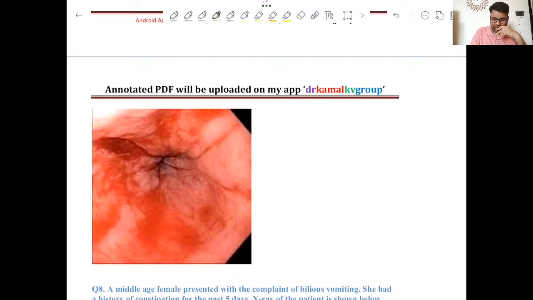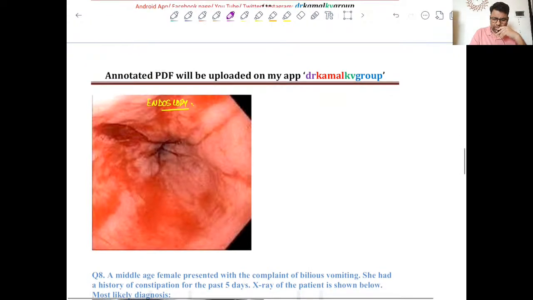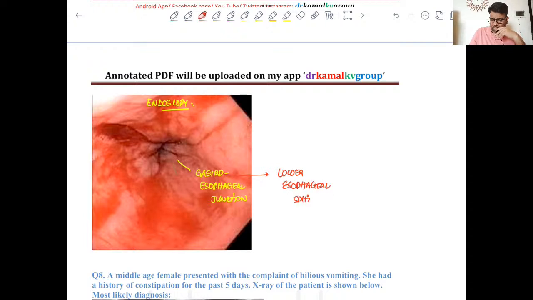So this is an endoscopic image. We will pass a tube with a camera and look at the interior of the gut. Now this part is the gastroesophageal junction, which is also known as the lower esophageal sphincter. You can clearly see that it is closed, right? It is somewhat narrowed because that prevents the reflux of gastric content into the lower part of the esophagus.